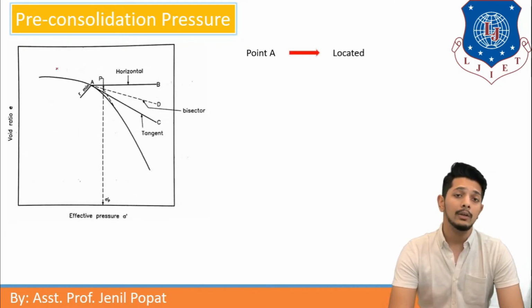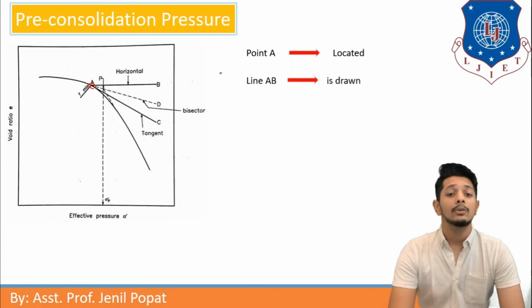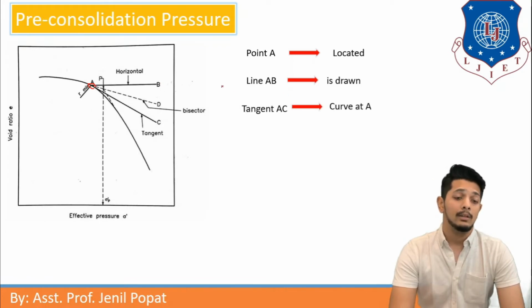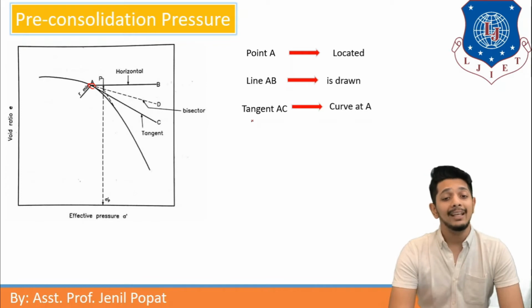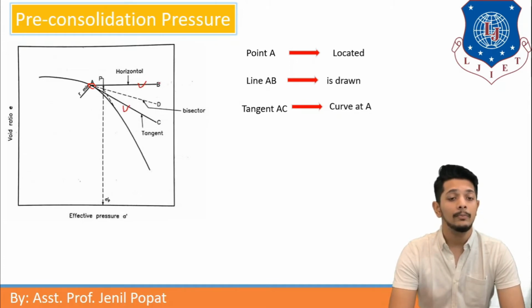First of all, we have to decide a maximum curvature point A according to our eye judgment. So I am deciding this as point A. Next step is to draw a horizontal line from point A, that is line AB. AB is drawn. Then I will draw a tangent AC to the curve at point A. Here AC is drawn, AB is drawn before.